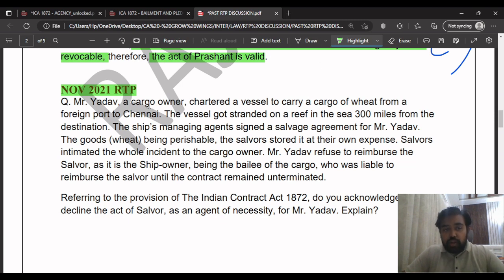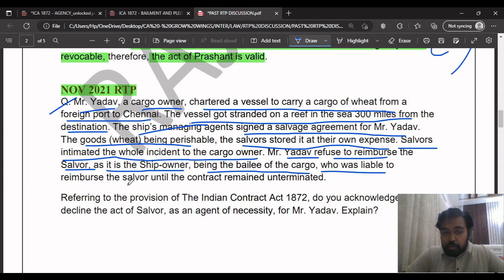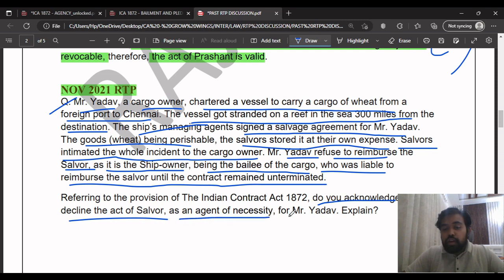Next, what they told in this question is, there is a person called Mr. Yadav, who is a cargo owner, who chartered a vessel to carry cargo of wheat from a foreign port to Chennai. The vessel got stranded on a reef in the sea 300 miles from the destination. The ship's managing agent signed a salvage agreement for Mr. Yadav. The goods being perishable, the salvors stored them at their own expense. Salvors intimated the whole incident to the cargo owner. Mr. Yadav refuses to reimburse the salvor, as it is the ship owner, being the bailee of the cargo, who was liable to reimburse the salvor until the contract remained unterminated. So, based on the provisions, do you acknowledge or decline the act of the salvor as an agent of necessity for Mr. Yadav? Explain.